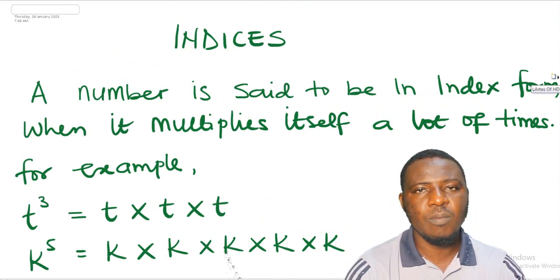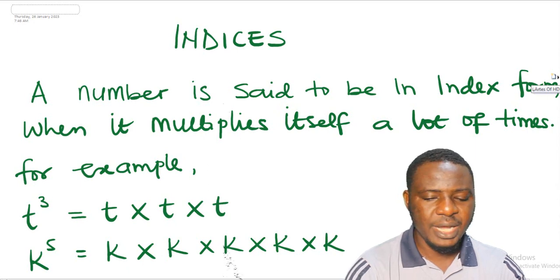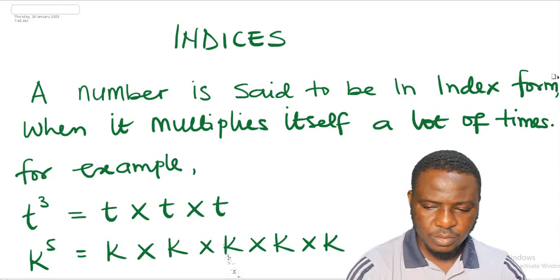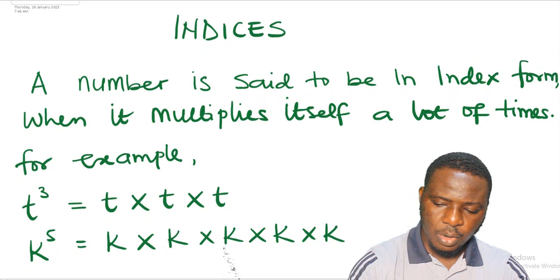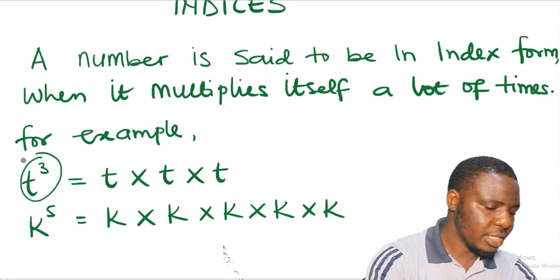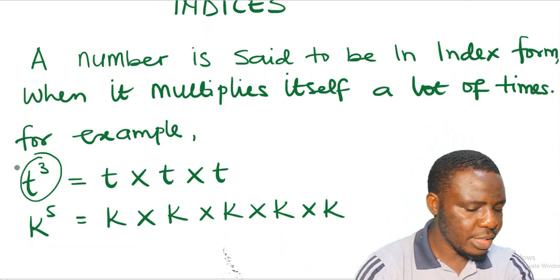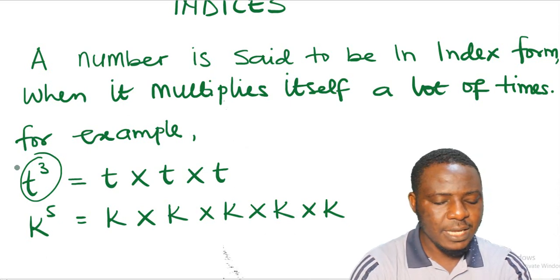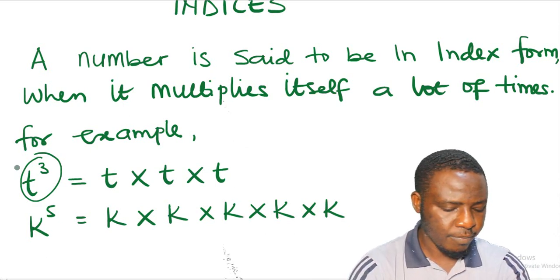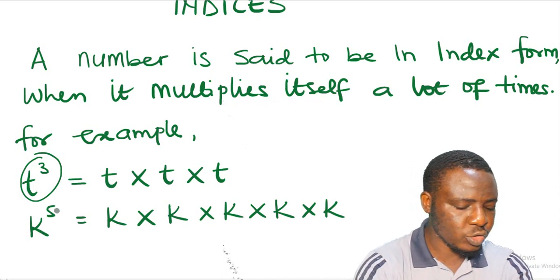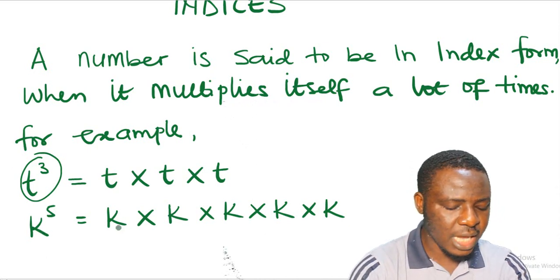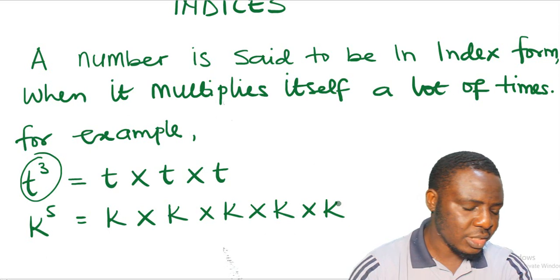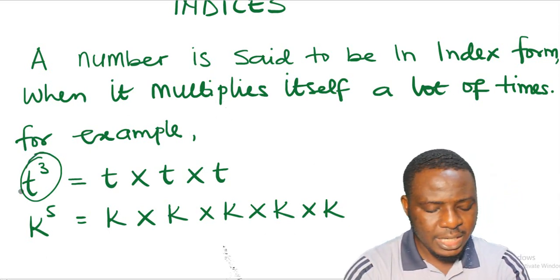Indices can be said to be the plural form of index, while a number is said to be in index form when it multiplies itself a lot of times. For example, we have t cubed. T cubed is said to be in index form, and t cubed simply means t multiplying itself 3 times, as well as k raised to power 5 being expressed as k times k times k times k times k, 5 times. So when a number is expressed in this form, it is said to be in index form.